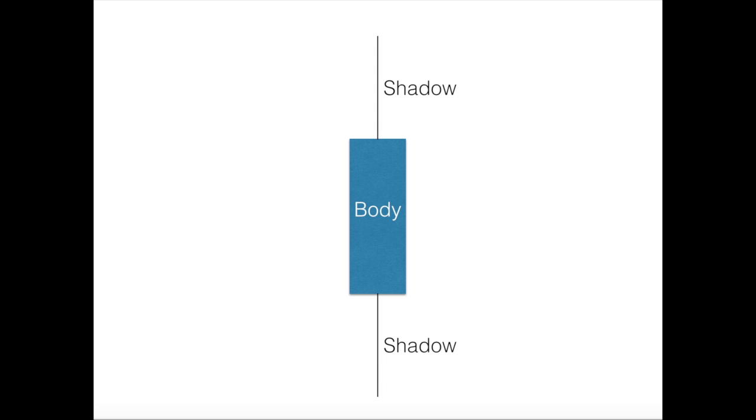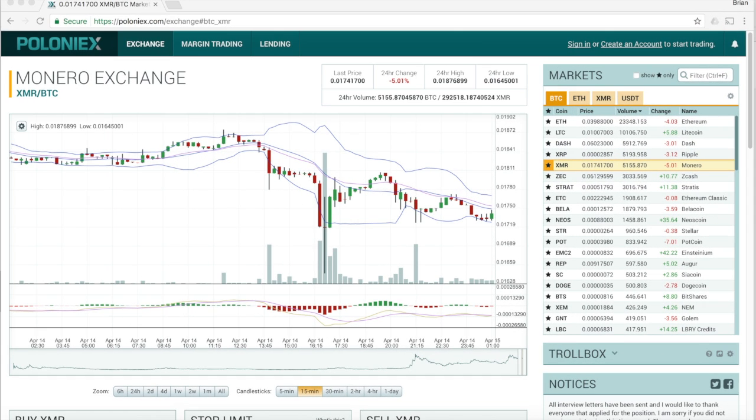The body of the candlestick will look different depending on if the exit price was lower or higher than the entry price. Different exchanges have different methods for distinguishing the two scenarios. Let's take a look at an example to see what I'm talking about.